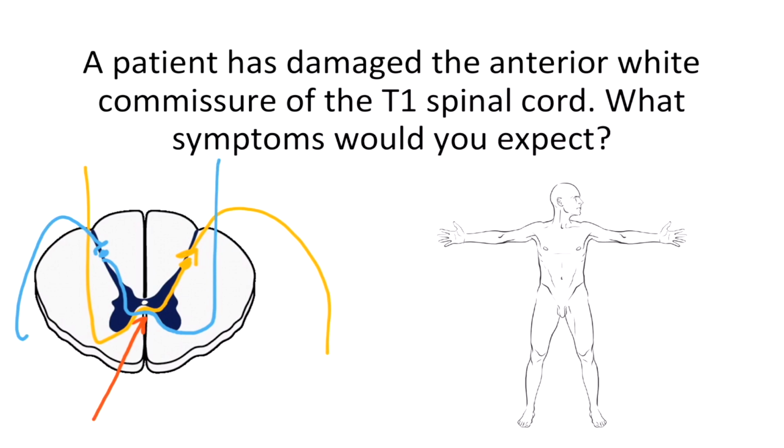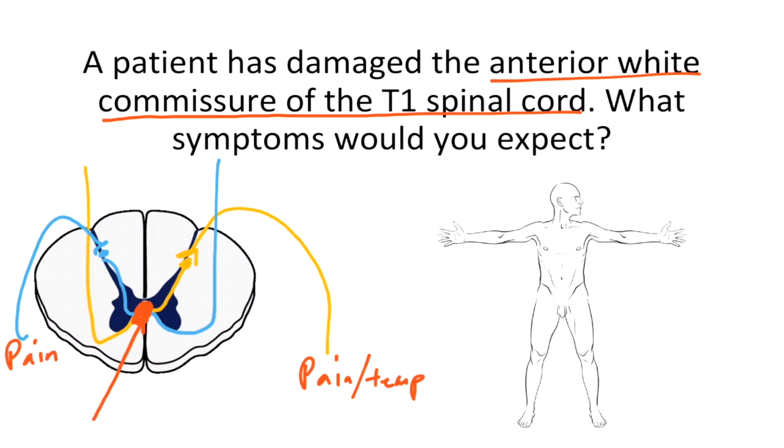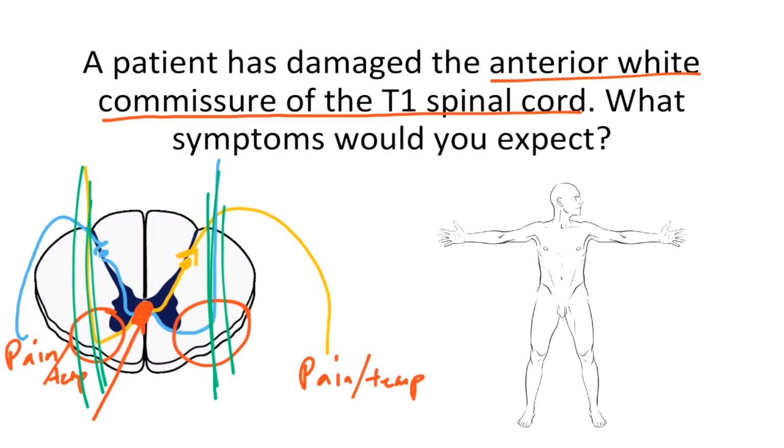So if the patient has damaged the anterior white commissure of the T1 spinal cord right here, then the patient would lose pain and temp sensation coming in from either side. But this would be at just the T1 spinal cord level, because as you recall, if this part is spared, then everything coming from above T1 and anything coming from below T1 would be able to carry its signal just fine up to the brain, because the pathway is totally fine, as we've described in the previous section. So the patient would only lose pain and temperature at the T1 spinal cord level.